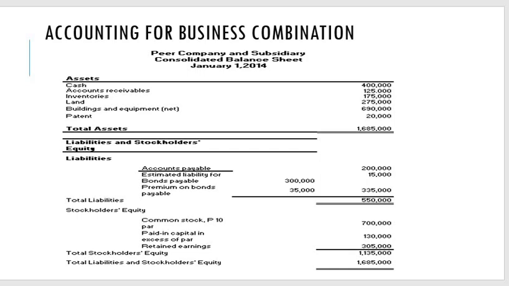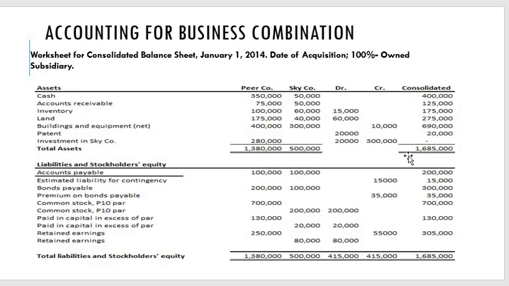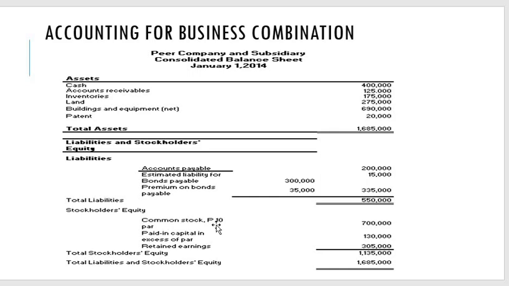Take note that we don't have goodwill because we have a bargain. So our total assets are the same as the total assets in the worksheet. Okay? And also the liabilities and shareholders' equity. So that's it, that's the worksheet for the consolidated financial statements.